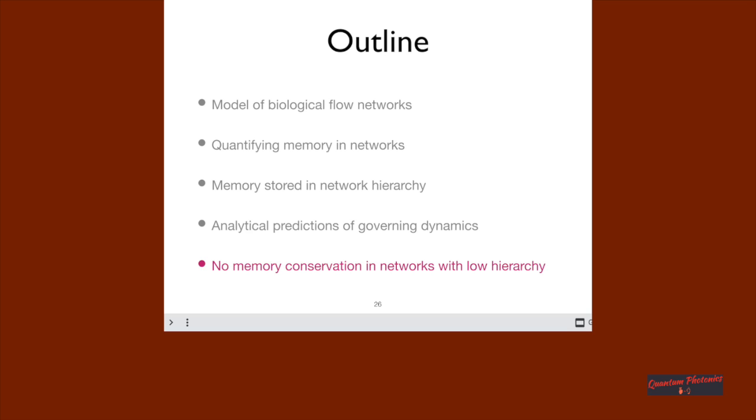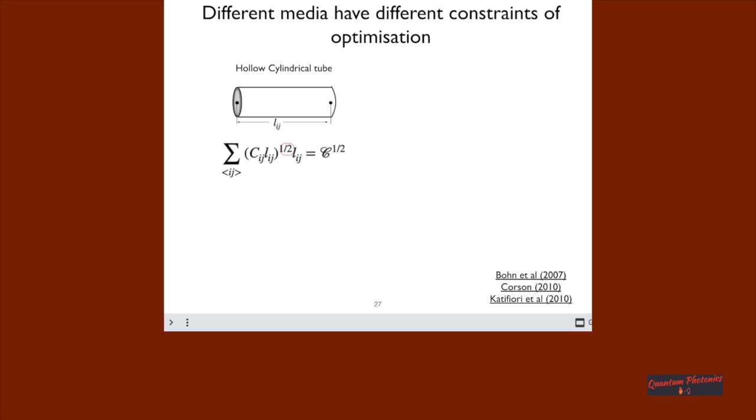Till now we talked about flow networks made with hollow cylindrical tubes. Now, to check if our hypothesis is correct, that the adaptation dynamics itself is leading to the hierarchy change, or leading to this irreversible dynamics of link conductances, which is leading to memory formation, we want to try out different kinds of networks which follow different kinds of adaptation rules.